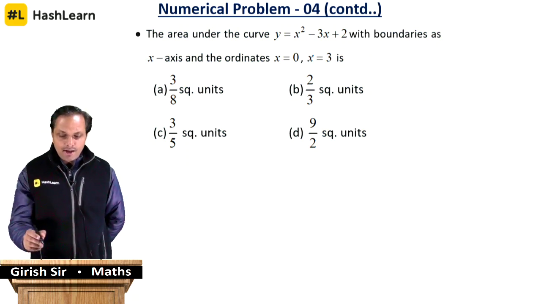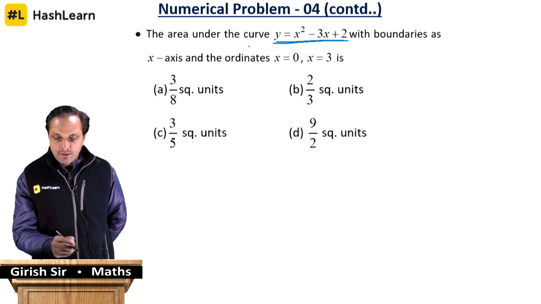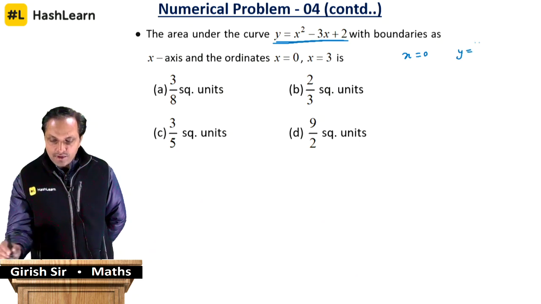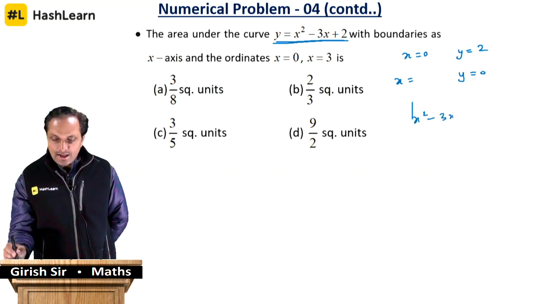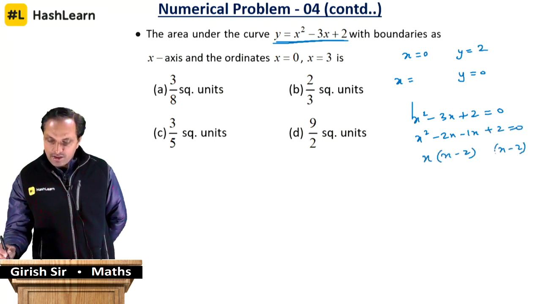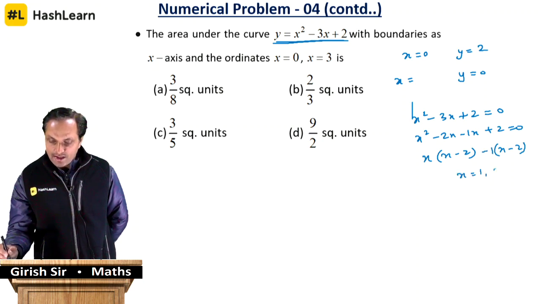तो इसको कैसे ड्रॉ करना है? Okay, I'll just show you one graph. If you put x as 0, अगर आप x को 0 किए तो y का वैल्यू हो जाएगा 2, और y को 0 किए तो x का वैल्यू क्या होगा? x² minus 3x plus 2. y को 0 किए तो ये हो जाएगा, that is 2 ones are 2, x square minus 2x minus 1x, that is minus 3 plus 2 is equal to 0. ये हो गया x minus 2, that is x minus 2, ये हो गया minus 1, x is equal to 1 और x is equal to 2.